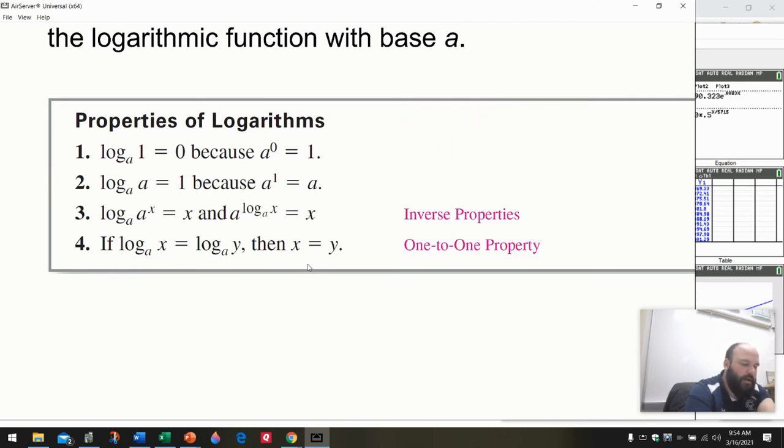The last property I'm going to refer to today is the one-to-one property. And what that says is if you have log base a of x and that equals log base a of y, then you can say x and y are equal to one another. So log base a of x equals log base a of y, then x equals y. All right, so let's apply some of these properties.